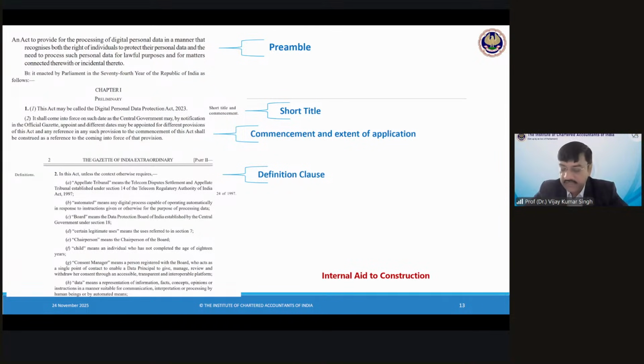So as I told you before, a law may not immediately commence. There may be laws which commence in parts. There may be a future date on which it is said that the law will come into force. So commencement and extent of application is very important. So this law, that is the DPDP Act, you can read that it shall come into force on such date as the central government may by notification in the official gazette appoint, and different dates may be appointed for different provisions of the act, and any reference in such provision to the commencement of the act shall be construed as a reference to the coming into force of that provision.